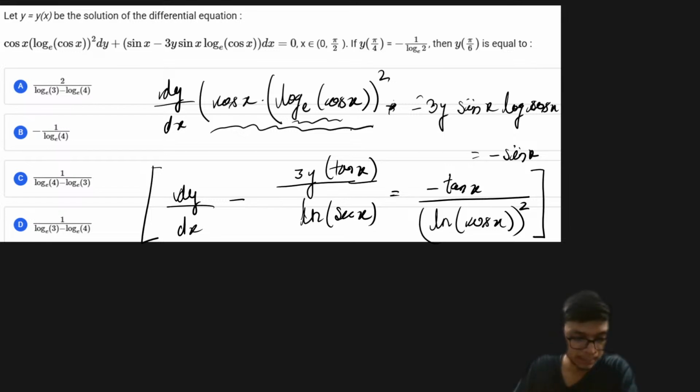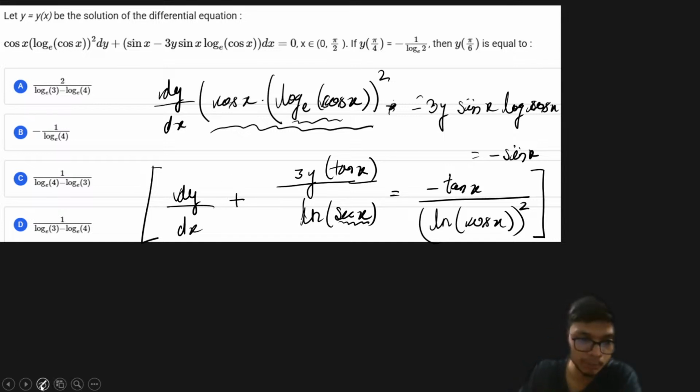Okay, I did make a sign mistake. Or did I? Oh yes, because I converted this into sec x, so there should be a plus over here, because this log of cos x is basically converted into minus log of sec x. So that minus minus can cancel and give that plus sign.